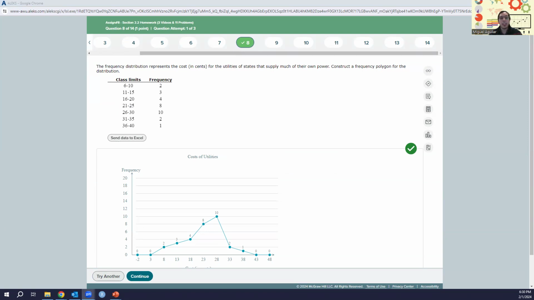So that's how you go about calculating the midpoints and constructing your frequency polygon. Hopefully that example is very helpful for you. We will, in the next video, go ahead and figure out how to construct that cumulative frequency polygon.